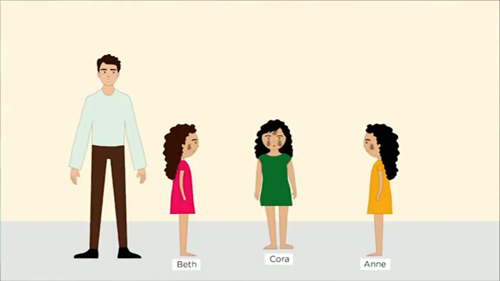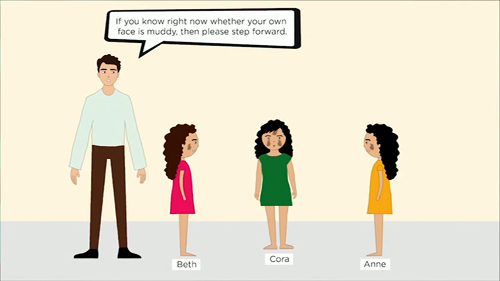Having considered the scenario for 2 children, let's move on to 3. So let's suppose that the sister's friend Cora stopped by for a visit. Once again, all 3 played in the mud. When they went inside, the sister's father had them stand in a triangle. Once more, each child could see the faces of the other 2, but not her own. The father tells them that at least one of the girls has a muddy face. He then says, if you know right now whether your own face is muddy, then please step forward. All 3 girls stay where they are.